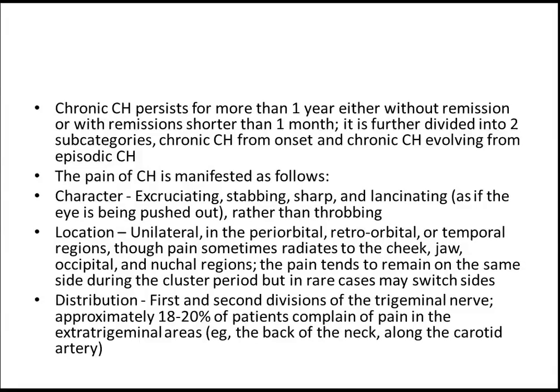So try to concentrate on the clinical features in general. That's more than enough for you. The pain of CH manifests as follows. Character: excruciating, stabbing, sharp, lancinating, rather than throbbing. Location: unilateral. Look at this. This is usually a unilateral pain in the periorbital, retroorbital, and temporal regions.